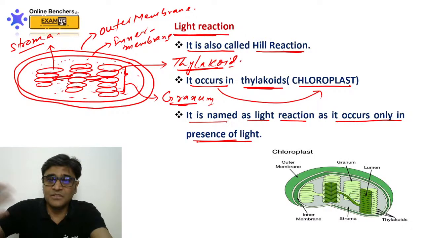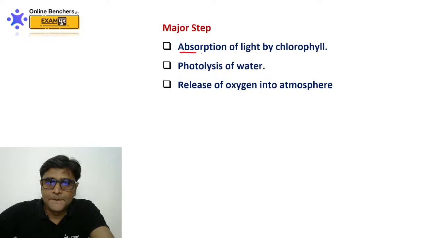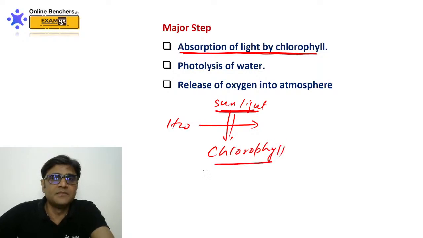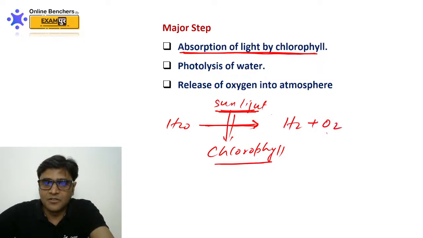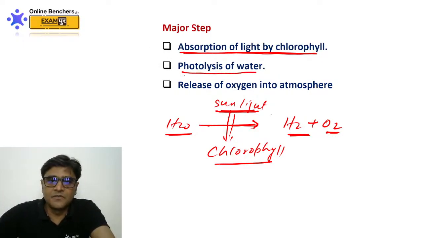Now we are going to discuss the steps of light reaction. First of all, chlorophyll absorbs light energy. This light energy is absorbed by chlorophyll, which is present in the green leaves of the plant. And due to this energy, water splits to form hydrogen and oxygen. Again, the equation is unbalanced, no matter. Just remember, water splits to form hydrogen and oxygen. This is called photolysis of water. Photo means light.